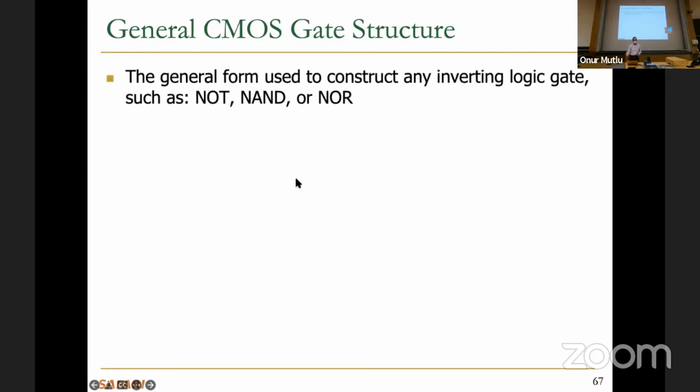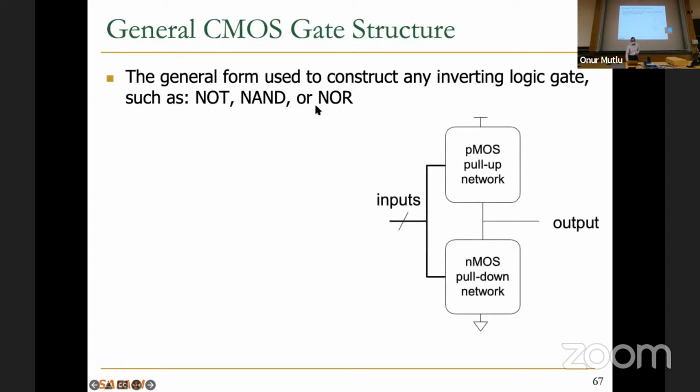So let's talk about the general CMOS gate structure, and then we'll take a break. So basically, this is the general form used to construct any inverting logic gate, such as NOT, NAND, and NOR. It looks like this. You have some inputs. You apply the same inputs to a PMOS pull-up network and an NMOS pull-down network.